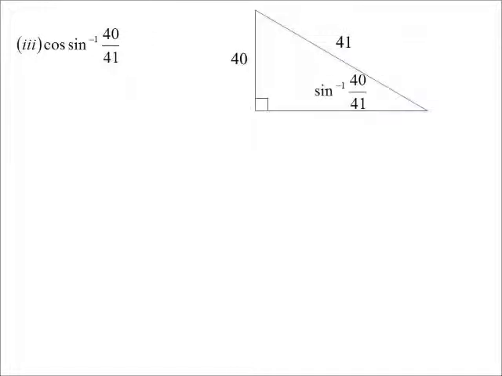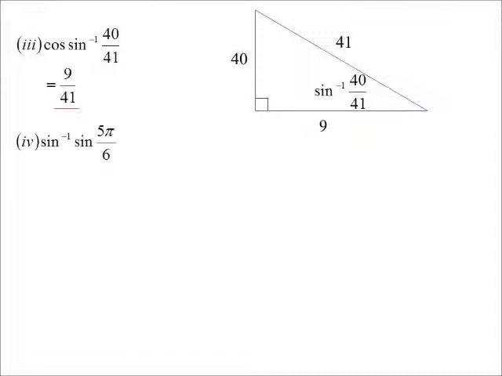All we've got to do is draw up a triangle. It represents an angle. So I'll say it's that one. That angle is the inverse sine of 40 on 41. Therefore, the opposite over the hypotenuse, 40 over 41. Pythagoras gives me the other side is 9. I can now just read off the triangle. Cosine of that angle is 9 on 41. Safer to do it that way, unless you've got nice numbers, because if you start having surds involved, you go to your calculator, you're going to get decimal approximations rather than exact values and things like that.